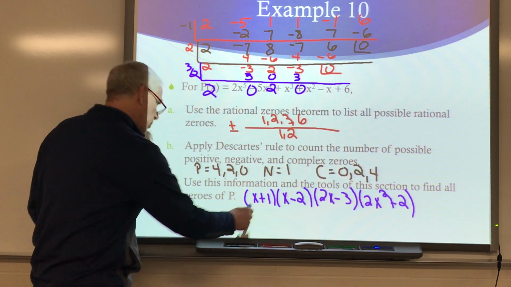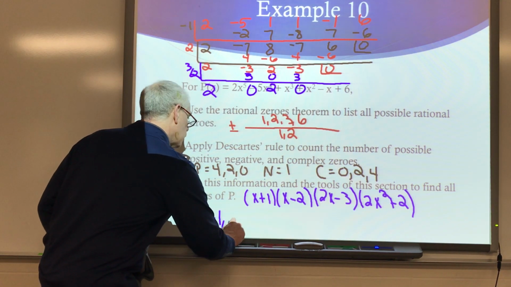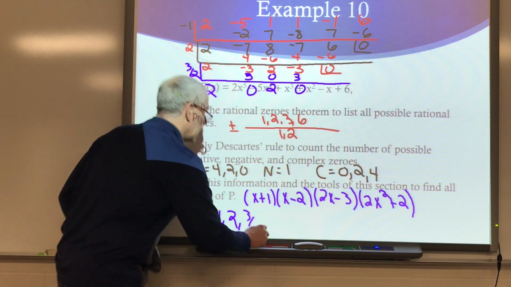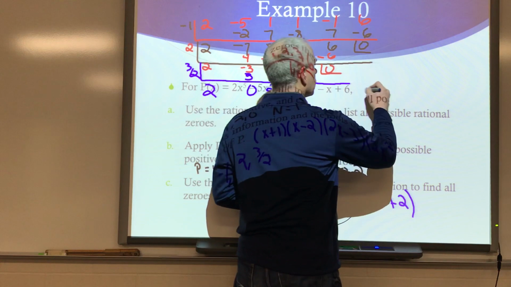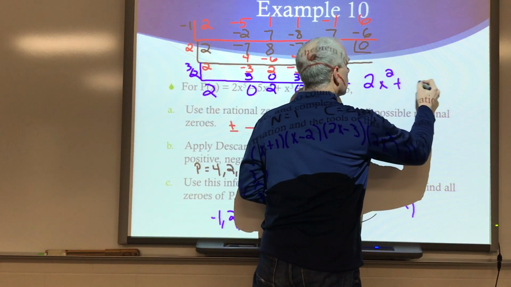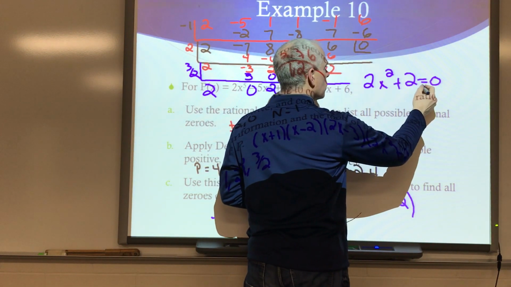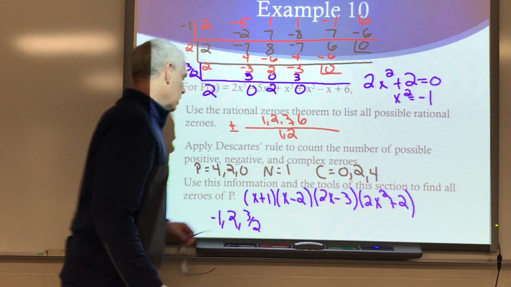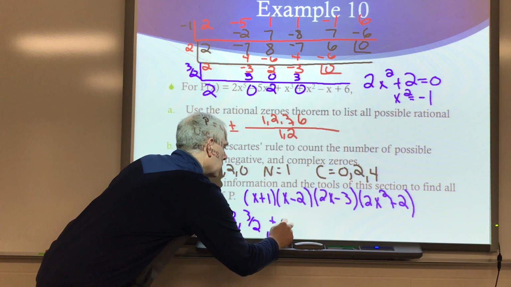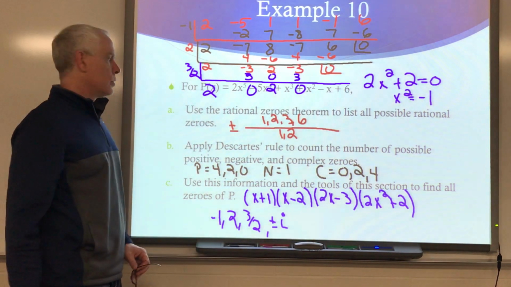All the zeros. So let's think about this. Negative 1, clearly, 2, and 3 halves. And we tested all of those up here. But these ones, 2x squared plus 2, subtract 2 and divide by 1, and I'm going to get x squared equals negative 1. Well, that means plus or minus i is a 0 as well.